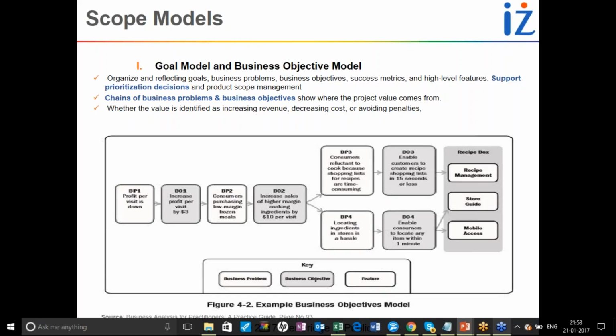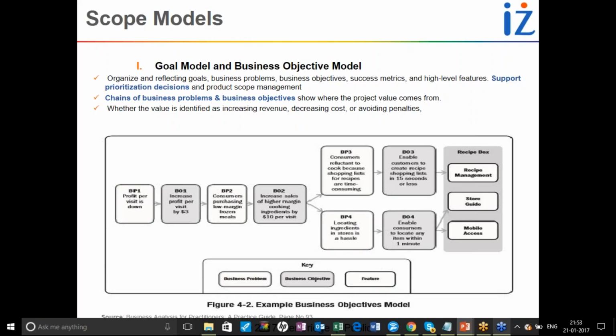These are the top features of recipe box. Now this model helps you identify the top features which are directly associated with the goal of the project. So this model helps you explore the minimum marketable features, meaning features which must be there in the solution to make it usable. So recipe management, store guide, and mobile access.